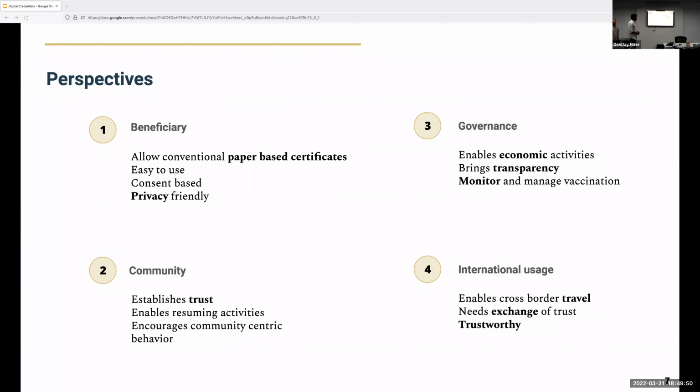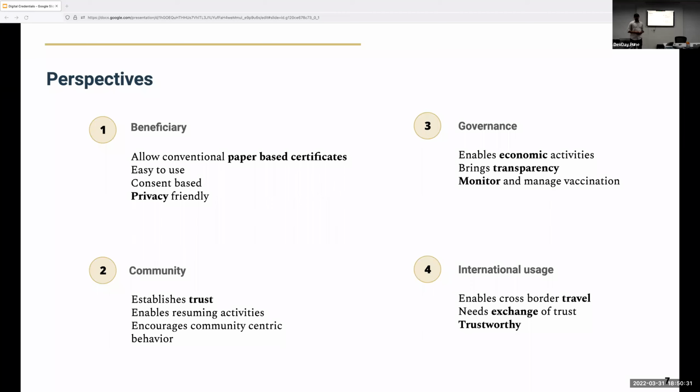So the next thing we talk about here is the different perspectives on the system. The first perspective is the beneficiary, the recipient who is going to take a vaccine. From a beneficiary point of view, the new digital vaccination certificate should still allow for the conventional paper-based vaccination certificate. It should be easy to use, the system should provide consent-based data sharing, and it should also be privacy friendly.